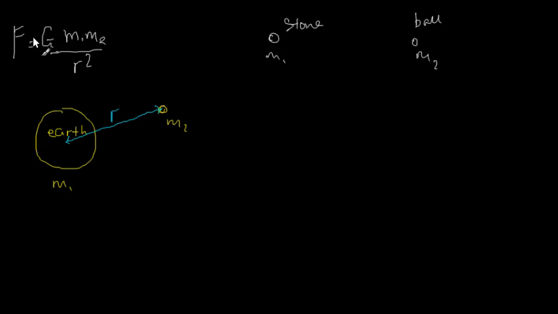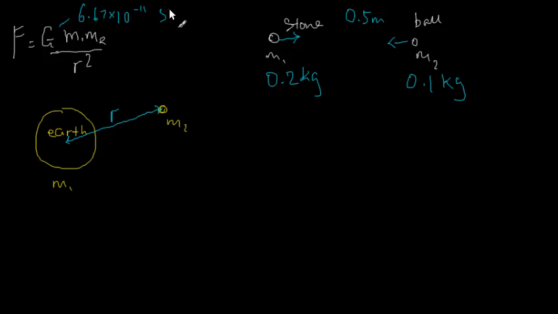Now, even in this very simple situation, there would be a gravitational attraction between this stone and this ball. It's hard to imagine because the force would be so small. If you try to calculate it, you can think of some values, like maybe the stone is 0.2 kilogram and the ball is 0.1 kilogram, and the distance between my two hands maybe 0.5 meter. So that's my r here, and G, we know what G is. We can look that up, and that's 6.67 times 10 to the minus 11, in SI units.